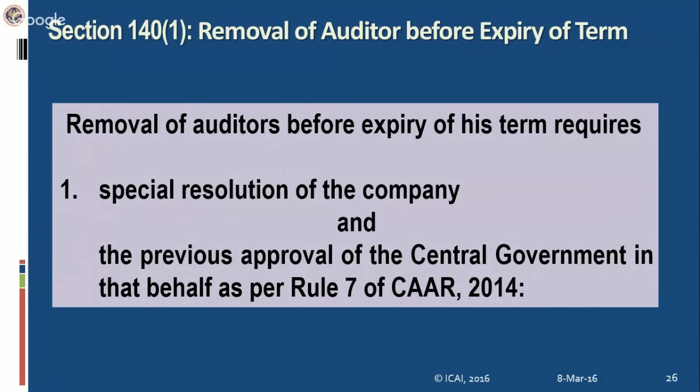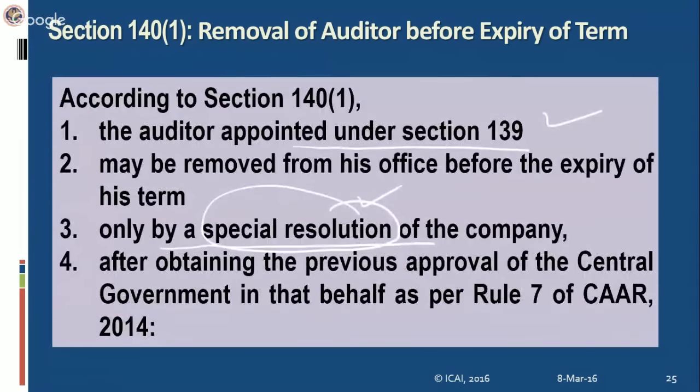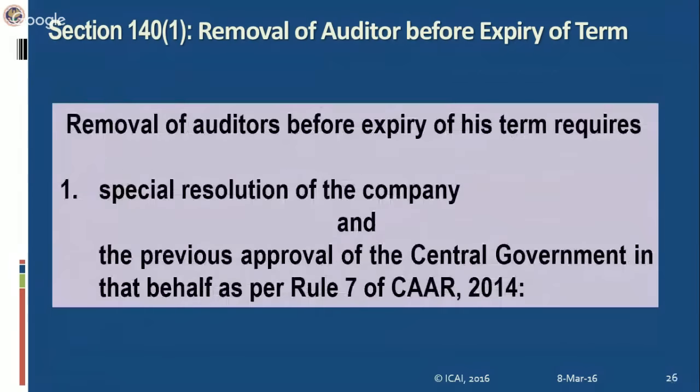Section 141, subsection 1, states that removal of auditors before expiry of his term requires special resolution of the company, as in 4 points, special resolution of the company plus previous approval of the central government. This is the legal formality a company has to complete. So, removal of auditors before expiry of his term requires.